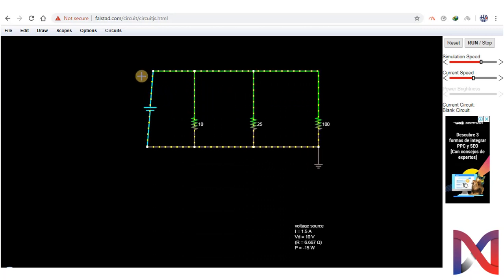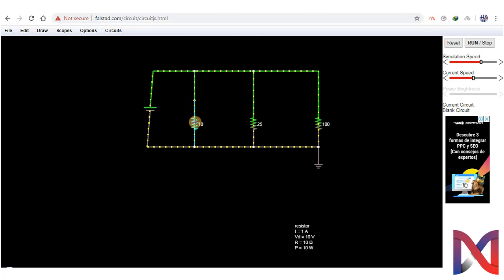So now what we do is check the currents of the respective resistors and verify the current divider rule. First we come here. We have 1.5 amperes as our total current and 6.667 ohms as our equivalent resistance.